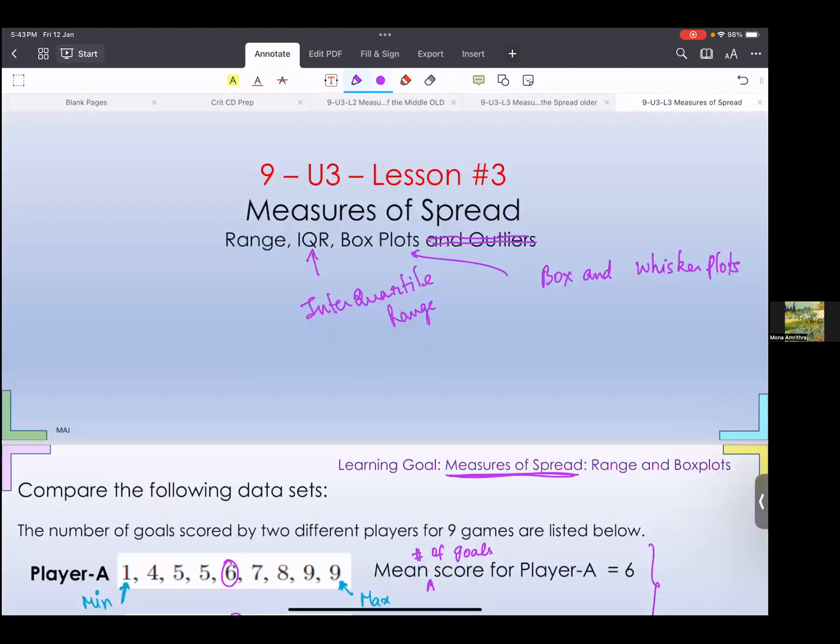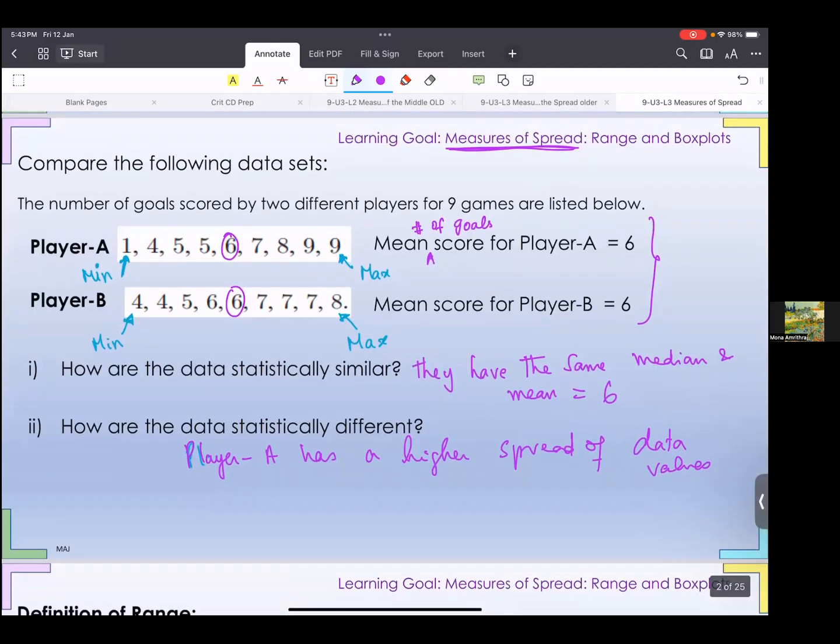Now, to begin with, we're going to compare two players, right? Player A and player B. And let's say we want to look at how these two players are similar or different statistically. In the first case, both players have the same median score. As you can see, there are nine games they've played, and both players, or it might be both teams, have a median of 6.